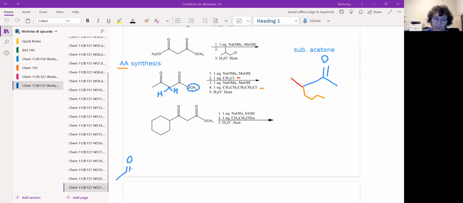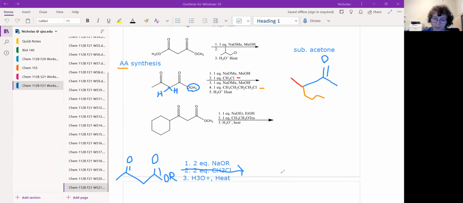So just as a side example, I'll say, specify 2 equivalents of oxide and then 2 equivalents of, just put something specific, methyl chloride, and then acid and heat.